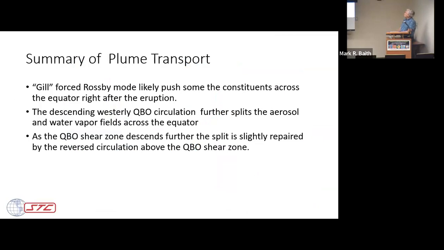Anyway, so summary of the plume transport. So you have the Gill forced Rossby mode, which likely pushed some of the constituents across the equator right after the eruption. The descending QBO circulation further splits the aerosol and water vapor fields across the equator. And as the QBO shear zone descends further, the split is slightly repaired by the reverse circulation above the QBO zone. So that's sort of a summary of the transport.